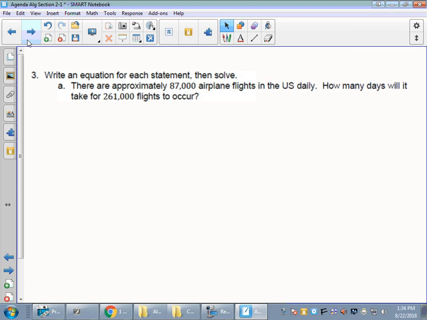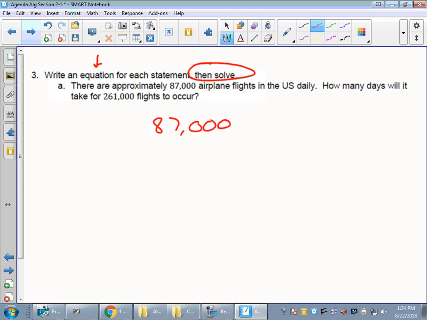So a couple different ways we could attack this. You could say, all right, we want to write an equation, so we know there's got to be an equal sign somewhere. And then we want to solve to get an answer. So we're doing 2 things here. Now I'm asking you to solve. Before I wasn't asking you to solve. So we could do this a couple different ways. You can go 87,000 times x, that's how many days, is going to equal the number we're looking for, 261,000.